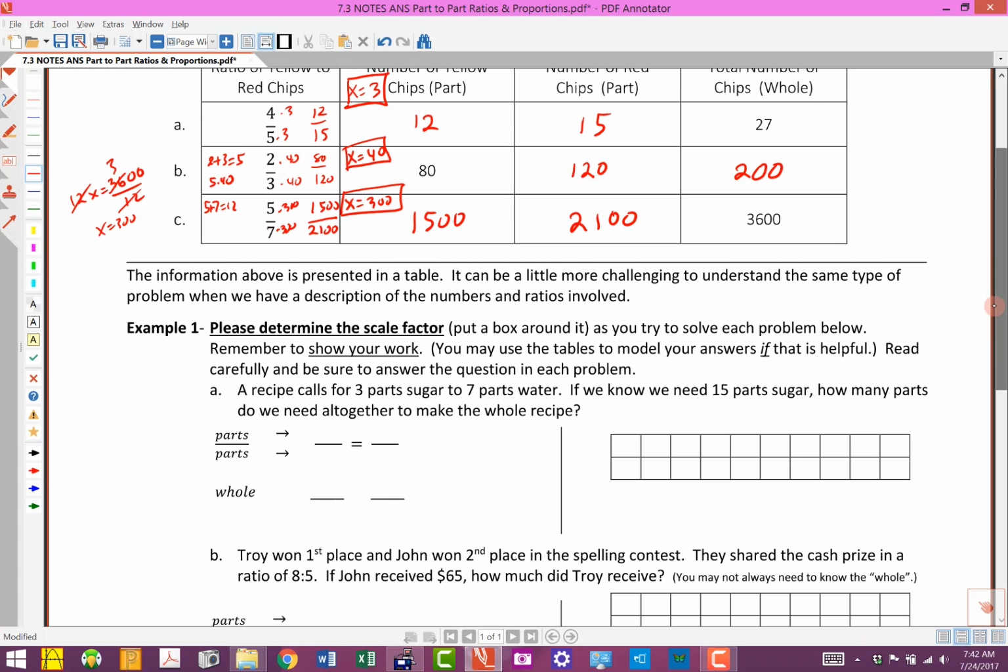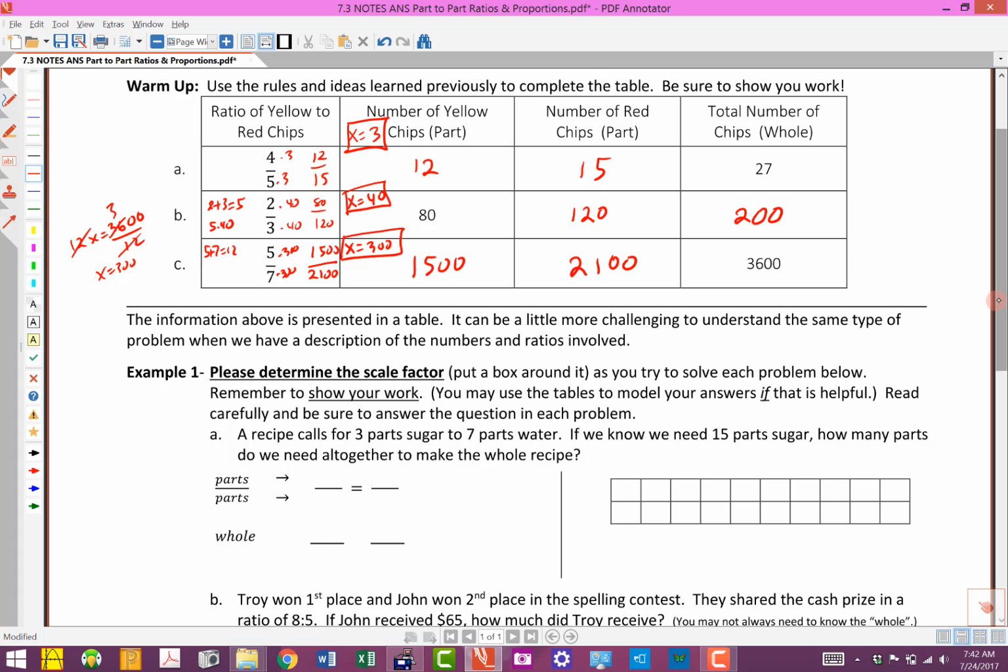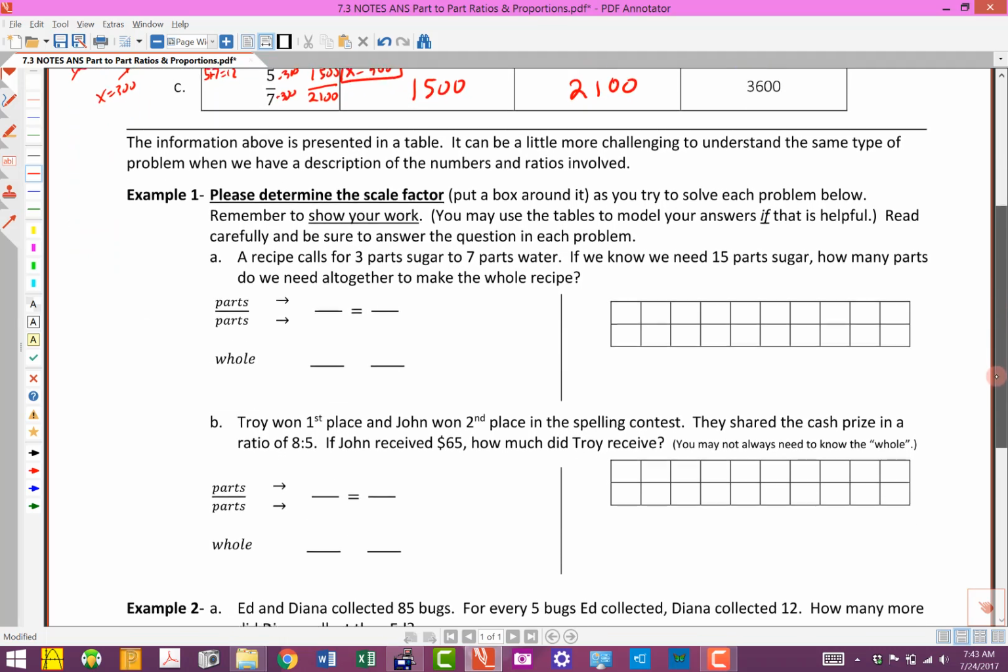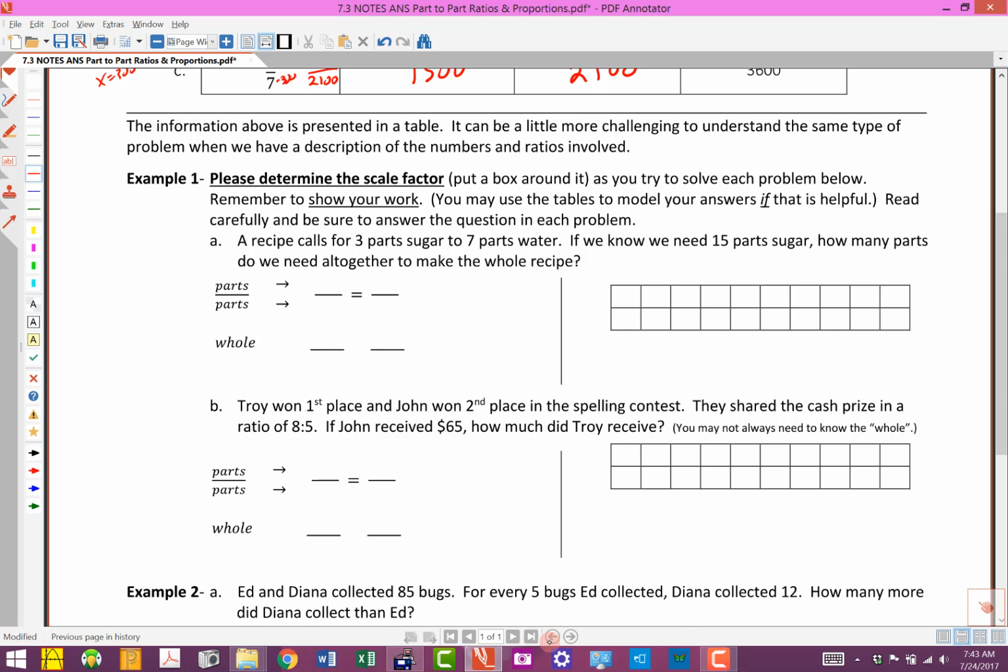Now, the stuff that we did here and the stuff that we did yesterday in the previous section, that's presented in a table, and that's hopefully not too bad to understand. I mean, we did a little bit of practice with that. Everything's nice, neat, and orderly. Everything is in the exact same order all the time. That makes it pretty easy, but when we've got a description about the numbers involved in a ratio, it can be a little more difficult. So here's what we're going to do on this problem. We're going to spend a couple days doing problems fairly similar to this.